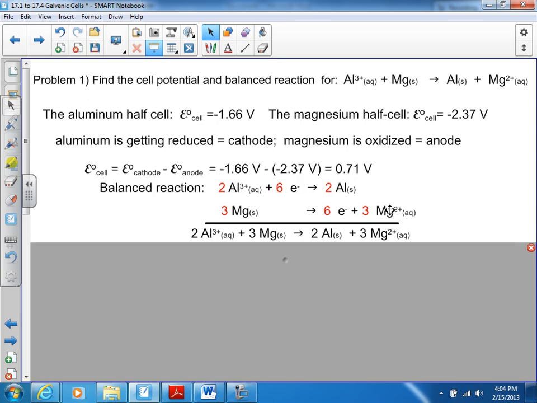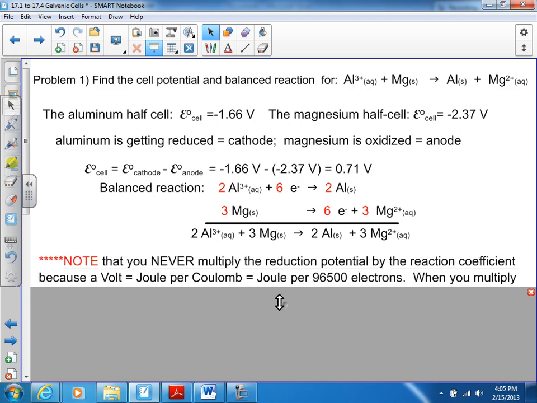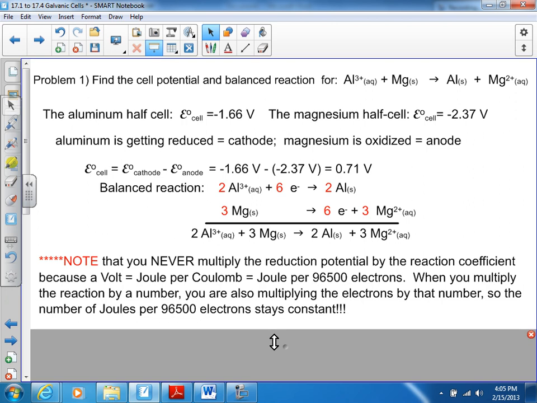Big note here. We are multiplying these by numbers, but notice we don't multiply E cell by those numbers, which is really strange. When we did Hess's law, if we multiplied a reaction by a coefficient, we multiplied delta H by that coefficient. We do not do that with E cell, and that is written down for you. And this explains why. It's because of the units of volts. They're joules per coulomb. Joules is how much energy. Well, if we multiply, we should get double the energy. We multiplied this by 2.